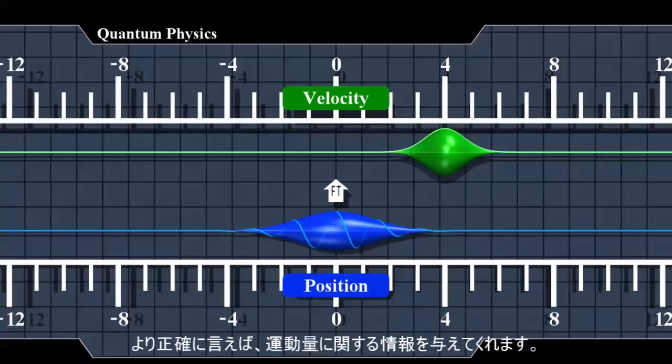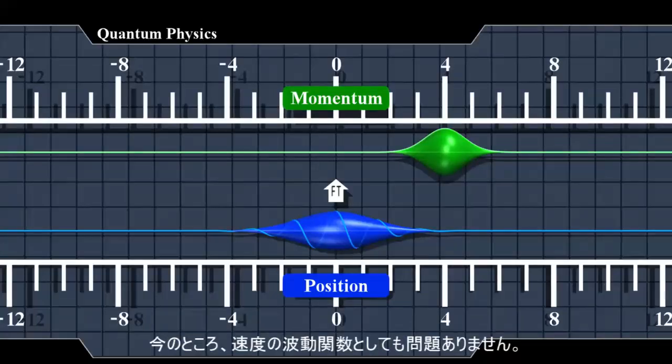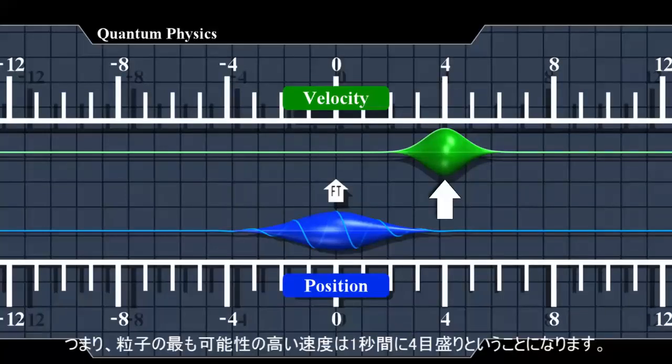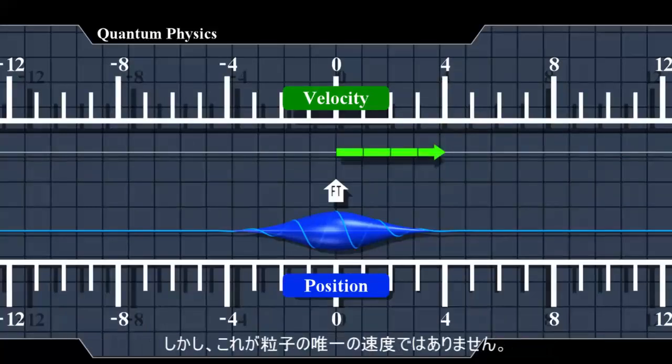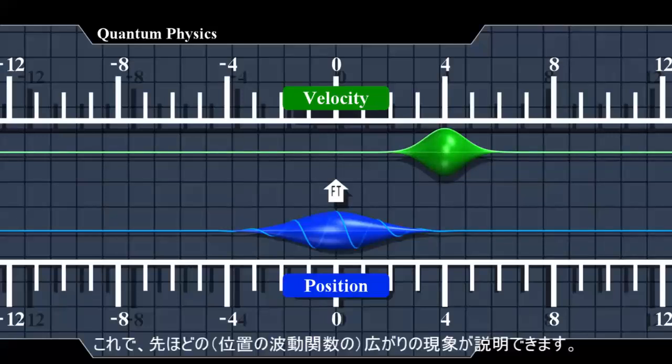To be more accurate, it gives us information about momentum, but we'll explain about momentum only near the end of the video. For now, it will work fine as the velocity wave function. The peak of the wave is at 4 units, meaning the particle's most likely velocity is 4 units per second. But it's not the only velocity our particle can have. As before, we don't know its exact velocity, only the probability distribution. This explains the spreading phenomenon we saw before.